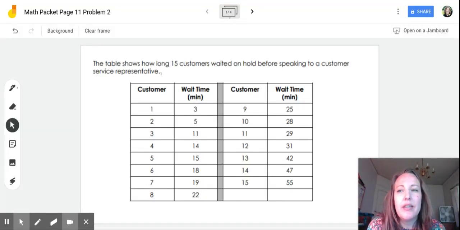We are on page 11 of your math packet, problem number 2. And this problem is about statistical questions. So this is actually where I think most schools kind of finished up with their statistics unit. So this might be a little bit fresher in your mind.